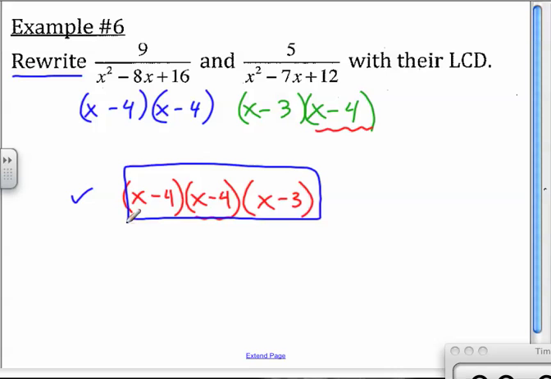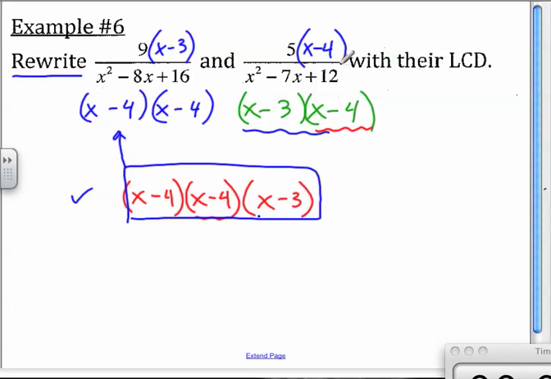But which of these binomials was added to this denominator? Well, you can see it's x minus 3. That means I need to multiply the top by x minus 3 because I multiplied the bottom by x minus 3. Now, how did this denominator change? Well, I multiplied it by another x minus 4. So that means I need to multiply the top by x minus 4.